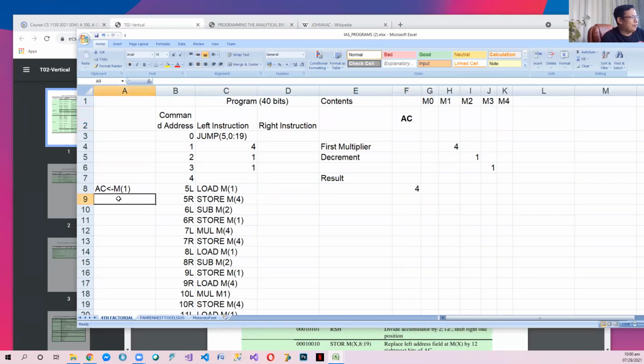And then we have store M4. What does this mean? Then M of 4 receives AC. This is the micro instruction. Now, all my micro instructions are written this way. No? This means there's a data transfer from AC to memory location 4.